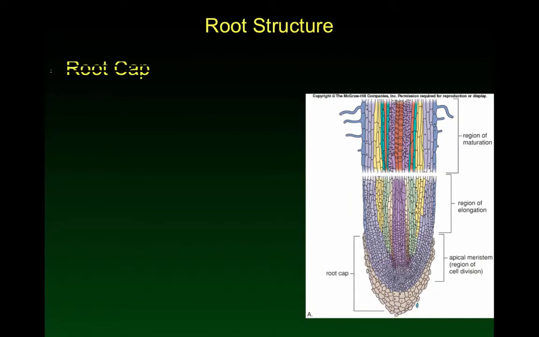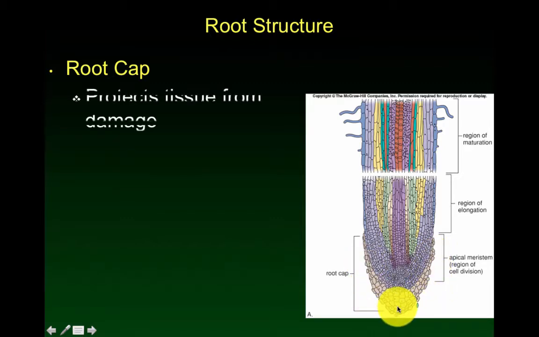Okay, so let's talk about root structure, how the roots look under a microscope. So if you were to take the very, very tip of a root and make a slide and put it under the microscope, this is what you would see. The first structure is the root cap, and it's right here, and it's made of a bunch of dead cells. And the reason for that is that it protects the tissue from damage.